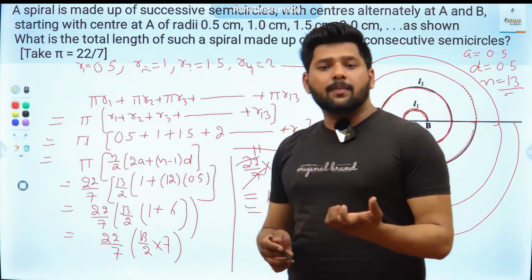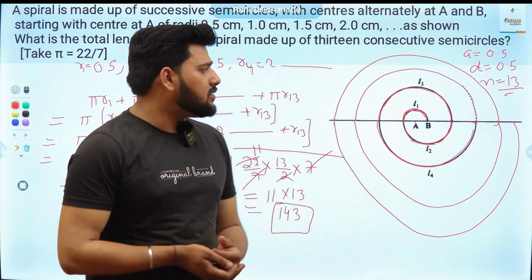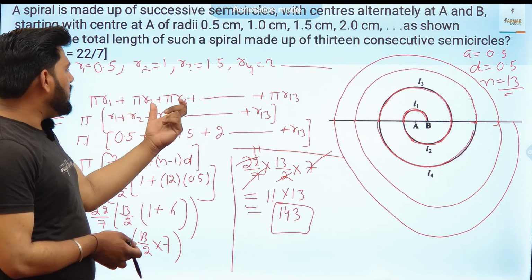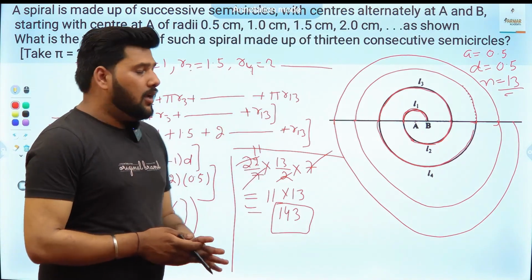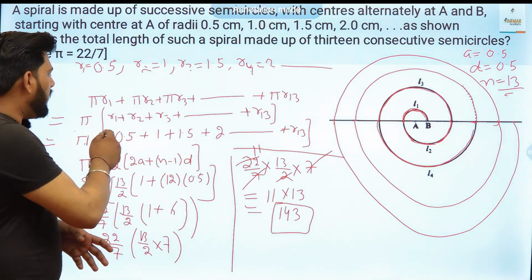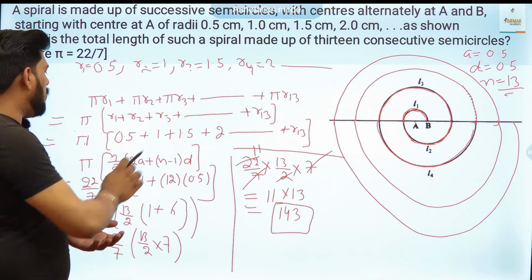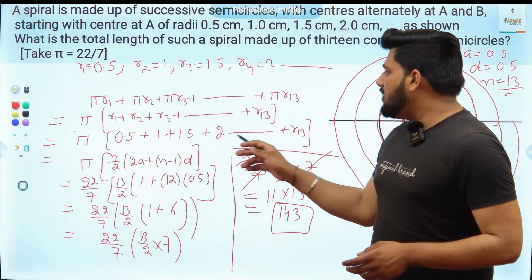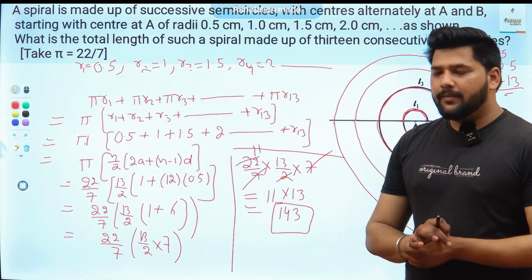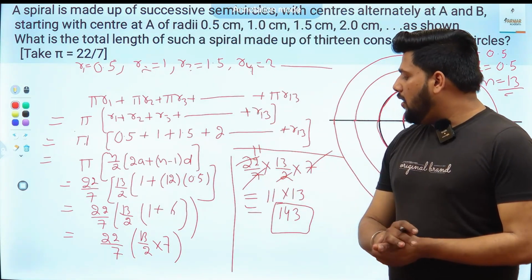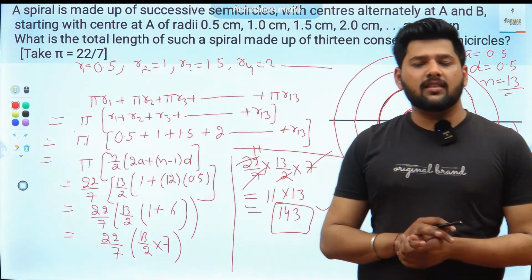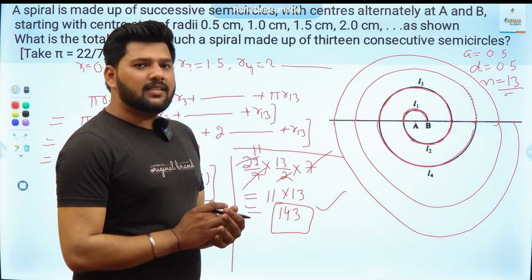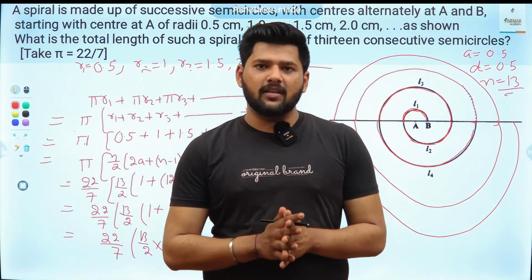As the spiral is made up of semicircles, the length of the first semicircle is pi r1, the second is pi r2, the third is pi r3, and so on up to pi r13. Now pi is common from all, so we get pi times (r1 plus r2 plus r3 and so on up to r13). After substituting the values of the radii, clearly this is the sum of n terms of an AP. Using the sum formula, we easily get that a total of 143 units of wire is used to form that spiral. So this is all about the chapter, AP series.